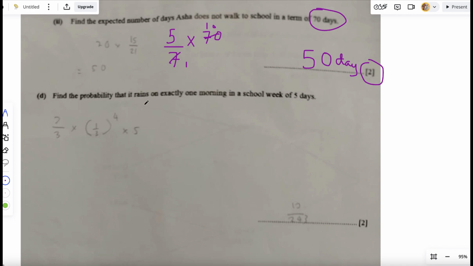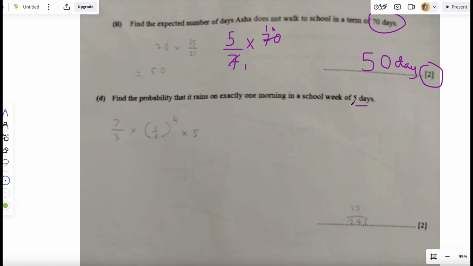It says find the probability that it rains on exactly one morning in a school week of 5 days. Okay, this one is from additional maths, okay? This is from additional maths. But I'm going to do it in a way that you will be sure of, because this is supposed to be 5 days.